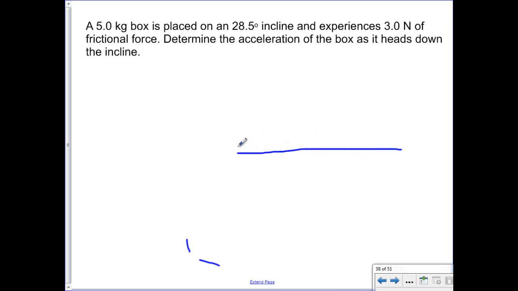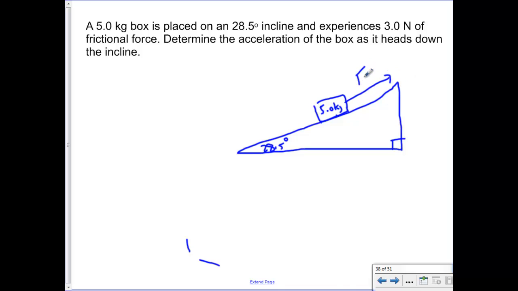Okay, so let me draw a picture here. We've got a 28.5 degree incline. I'm actually going to draw it flat this time, not on a tilt. This is 28.5 degrees, and there's a box on it which is 5 kilograms. But this time I'm going to tell you the frictional force, so we're not solving for it. It experiences 3 newtons of friction, sorry, my eyes are playing tricks on me. So that would be this way here. You have a force of friction of 3 newtons.